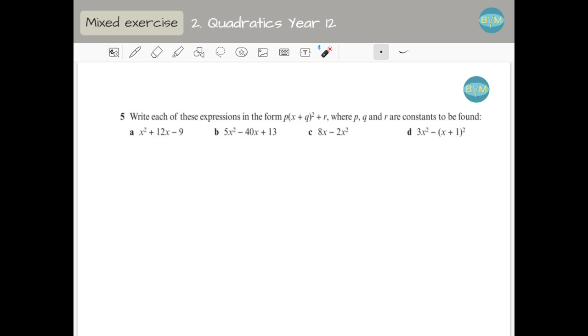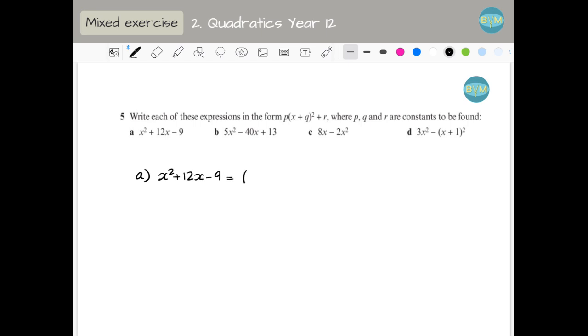Hello, this is question 5 on your mix exercise 2 from year 12. We have to write each of these expressions in this form, so completing the square form. P, Q, and R are constants to be found. So for the first one, we have x squared plus 12x minus 9.